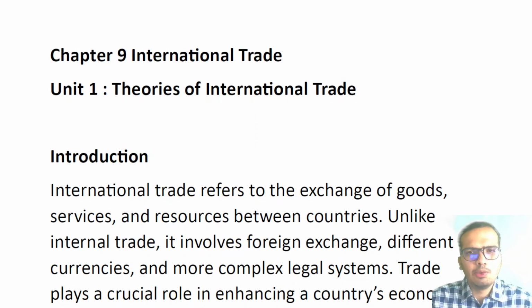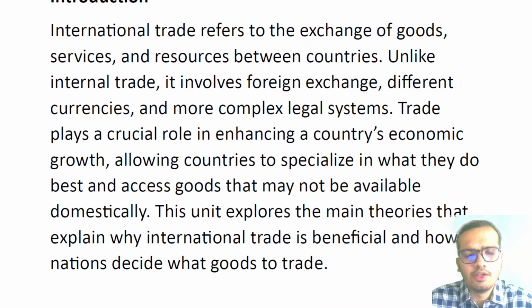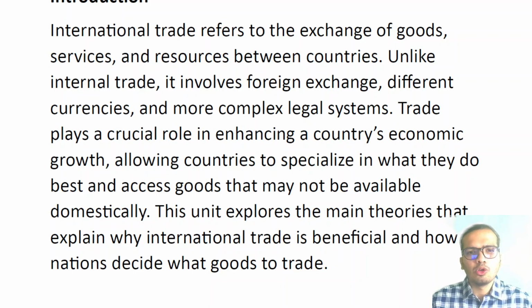In this video, we will be covering Chapter 9, International Trade, in which we will cover Unit 1, that is Theories of International Trade. So, here is the introduction. International trade refers to the exchange of goods, services, and resources between countries. Unlike internal trade, it involves foreign exchange, different currencies, and more complex legal systems. Trade plays a crucial role in enhancing a country's economic growth, allowing countries to specialize in what they do best and access goods that may not be available domestically.